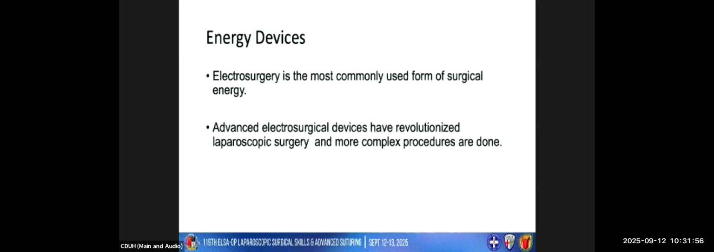So electrosurgery is the most commonly used form of surgical energy in both open and minimally invasive surgery. Due to these advanced electrosurgical devices, it has revolutionized laparoscopic surgery with increasing undertaking of more complex laparoscopic procedures. As you all know, without these instruments, we cannot do laparoscopic colon surgeries or laparoscopic gastric surgeries. There are many types of energy devices available today, but what is important is learning how to use them safely.